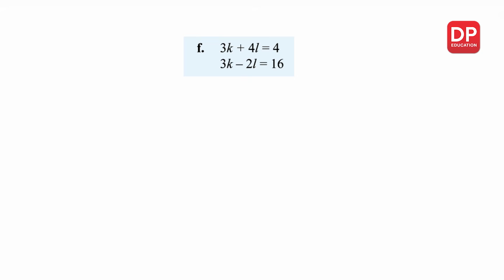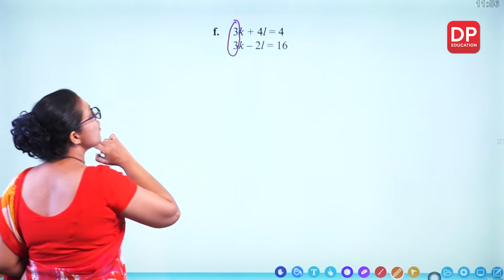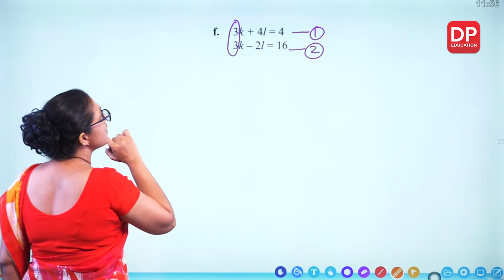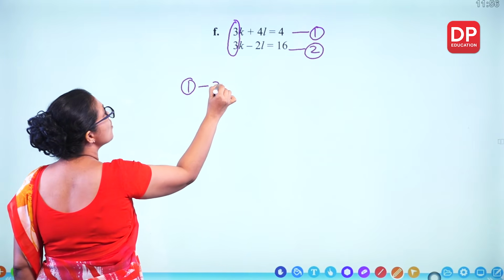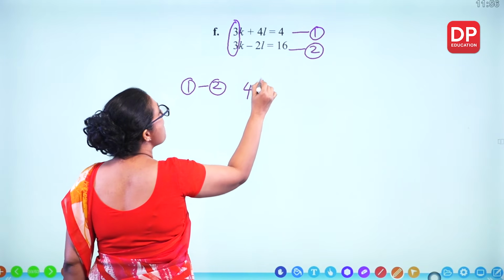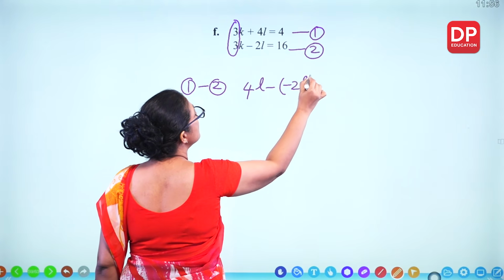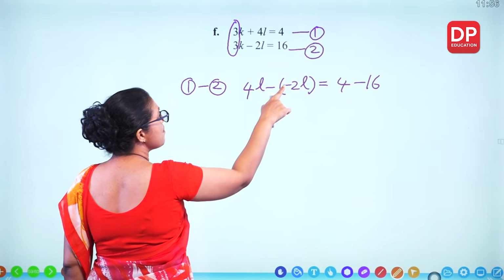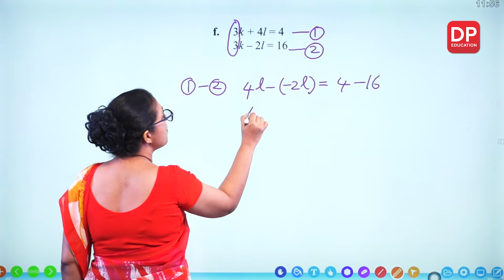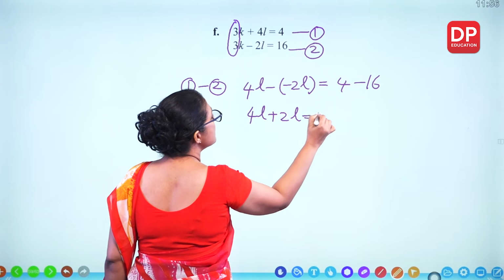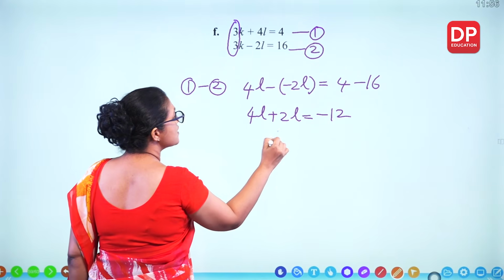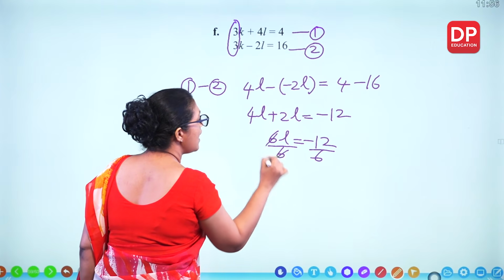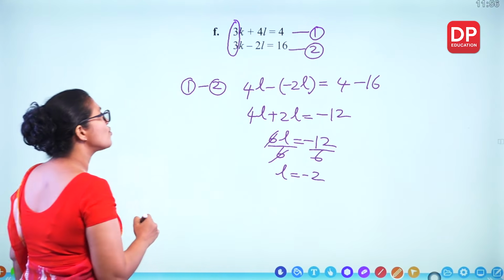This one, same sign, same coefficient. You can subtract the two equations. 1 minus 2. 4L minus minus 2L. And here 4 minus 16. What happens here? Minus minus plus. 4L plus 2L is minus 12. So 6L is minus 12, divide by 6, you get L equals minus 2.